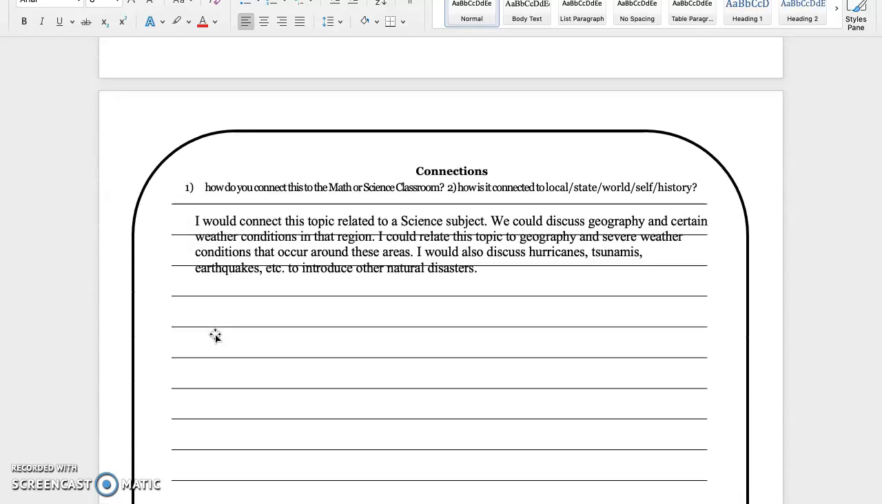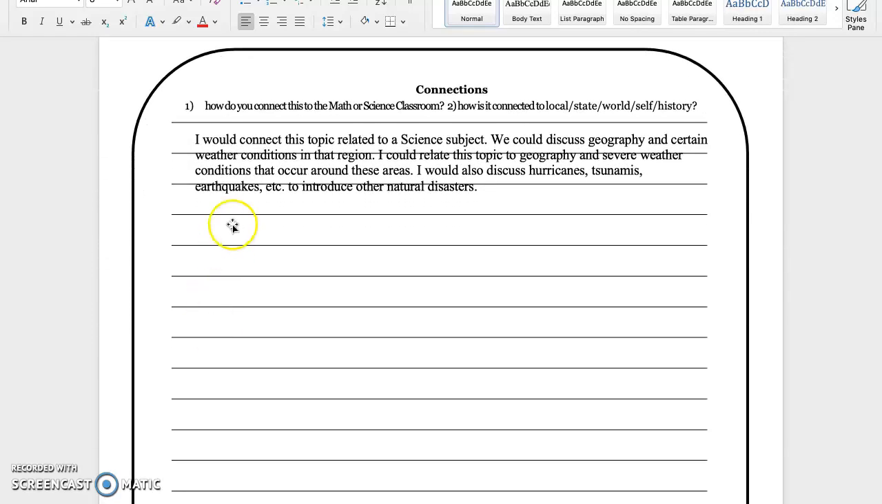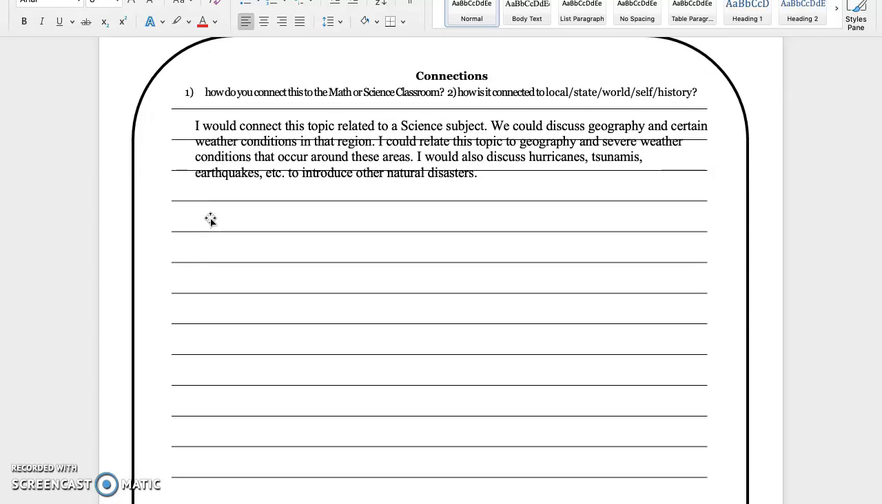And then, how would I connect this to the classroom? Of course, it is science, and I would talk about geography. I would connect the geography and certain weather conditions in not just that region, but in other areas as well. So then I can expand the lesson of geography, and I can talk about natural disasters. So that's for that assignment.